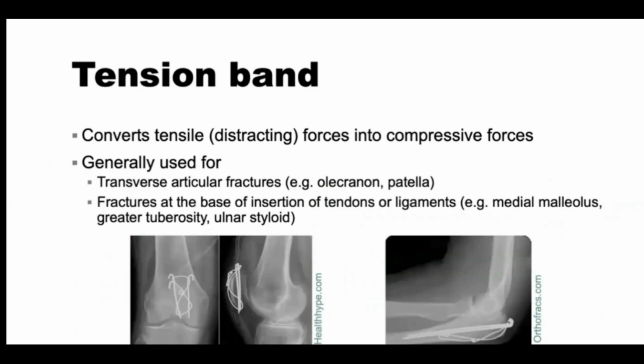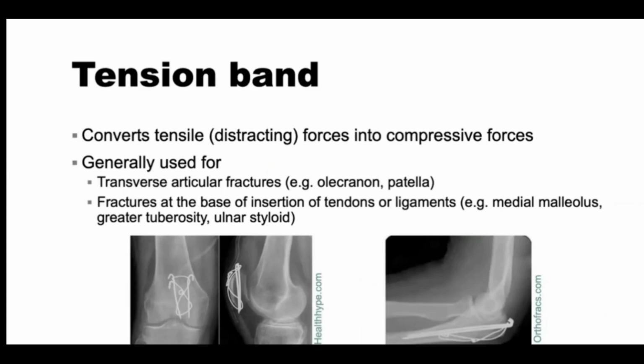I think it's helpful to recognize this on x-ray. And again, these tend to be used for transverse articular fractures or fractures at the bases of insertions of ligaments or tendons. So they're most commonly used in the olecranon and the patella probably, but also you'll see them with some regularity in the medial malleolus or in the ulnar styloid. And it's a very similar principle to how we fix greater tuberosity fractures, even though that's often done with an anchor type construct at this time.